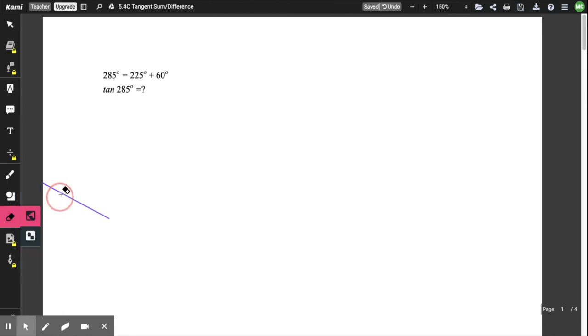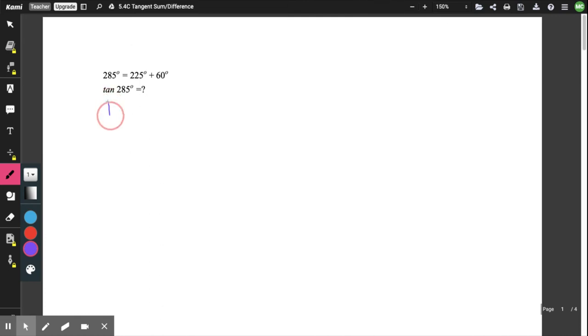All right, so we are going to use an angle sum formula to find the exact value of tangent of 285 degrees. Now to do that, I need to come up with a couple of angles that would add together to make 285 degrees that are also nice angles on the unit circle. So 225 degrees plus 60 degrees is a nice combination to use.